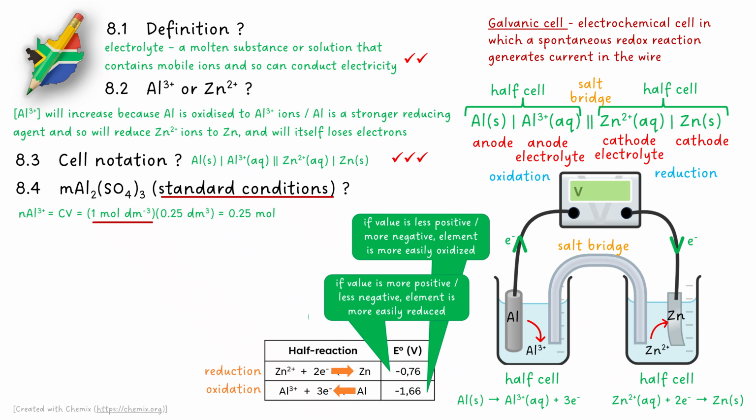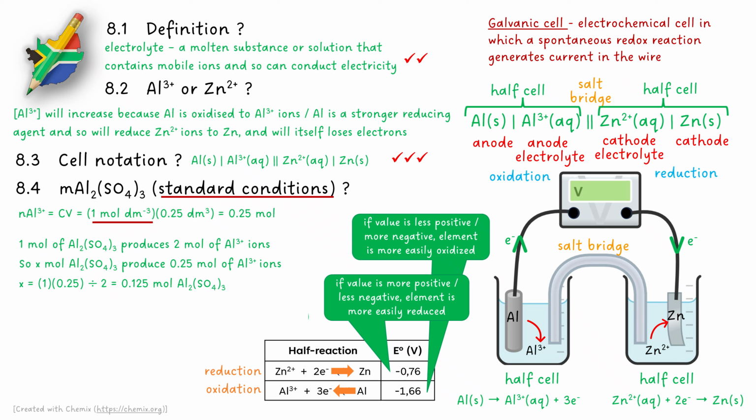But we need to get the moles of aluminium sulfate needed to prepare this, and then from that the mass of aluminium sulfate. We know that 1 mole of aluminium sulfate produces 2 moles of aluminium ions, since there is a subscript of 2 next to aluminium in the salt formula. We can then work out the moles of aluminium sulfate needed to produce 0.25 moles of aluminium ions. Cross-multiplying and solving for x, we get 0.125 moles of aluminium sulfate required.